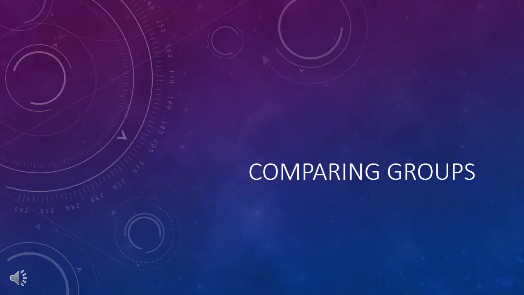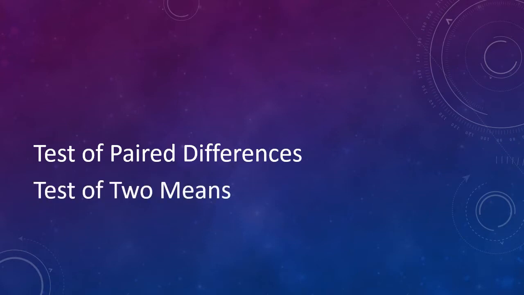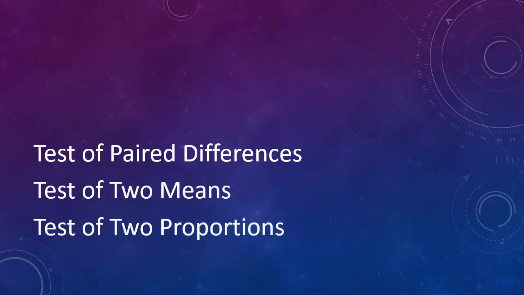But sometimes we're interested not in the particular value of a mean or a proportion, but whether the means or proportions for two groups are the same or different. For example, we might want to know whether men and women have the same average salary, or whether one candidate has more votes than another candidate. In this session, we'll cover three types of differences: differences between matched pairs, differences in the means of independent groups, and differences in the proportions of independent groups.